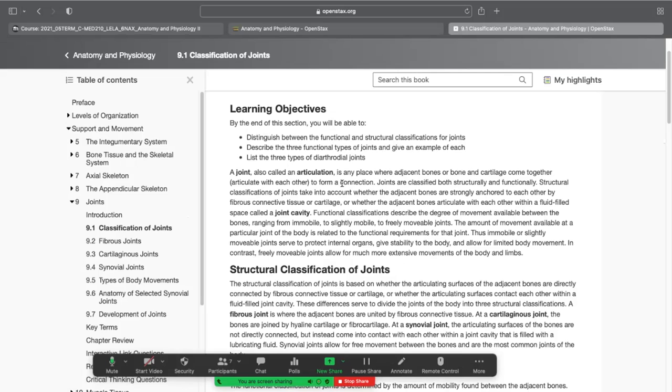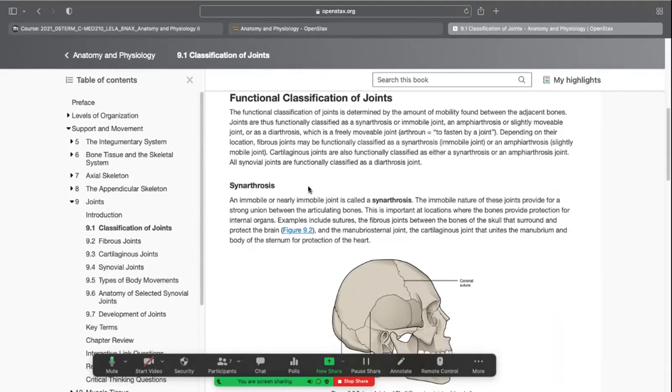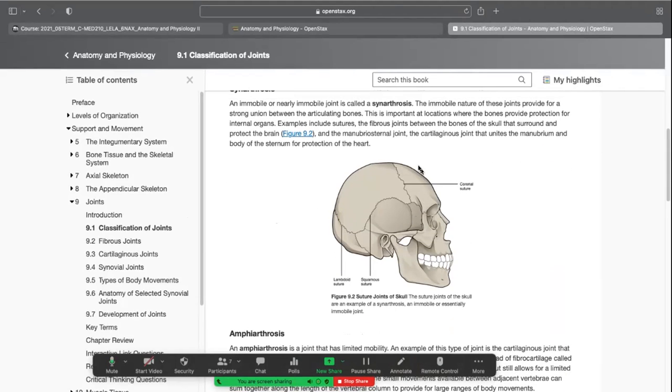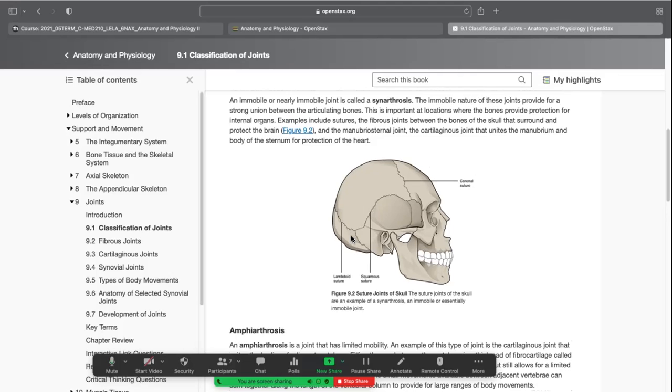Last but not least, let's talk about joints. Joints are classified into three types, and the structural classifications are based on how much they can move. So you have fibrous, cartilaginous, and synovial. Fibrous, you totally can't move. An example of that is your synarthrosis joints, and those you can't move at all. Those are your coronal, squamous, and lambdoid sutures. You cannot move them, right? Try it.